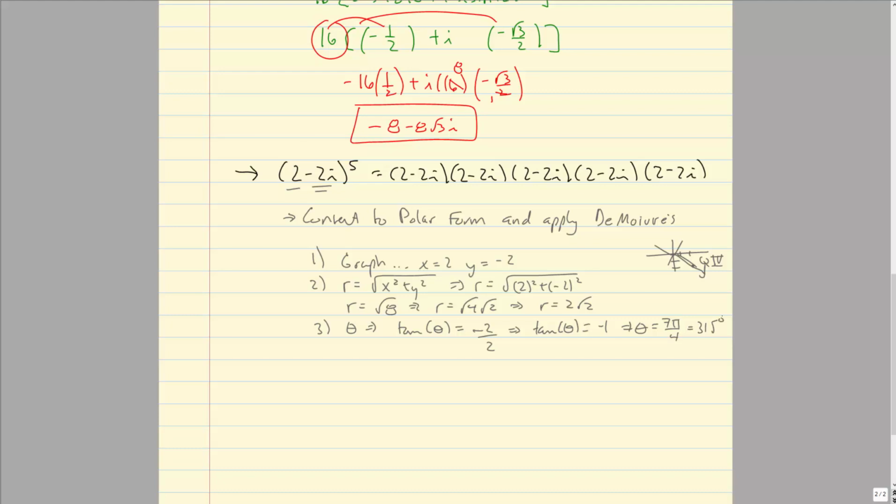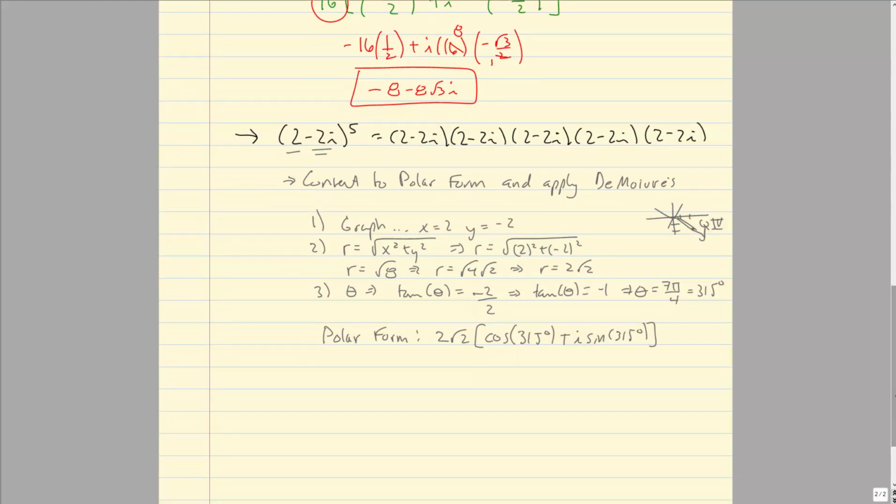Okay, so polar form then would be r, which is 2 square roots of 2, cosine of 315 degrees plus i sine of 315 degrees. Now what I want to do is take this to the 5th power. Now why the 5th power? Because that's what our directions were, right up here, to the 5th power.